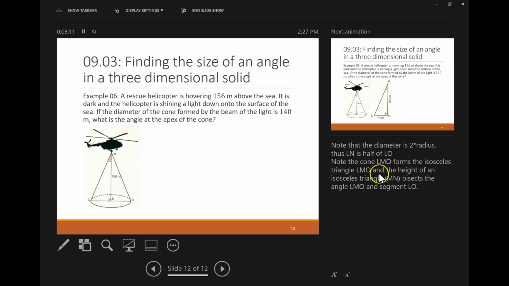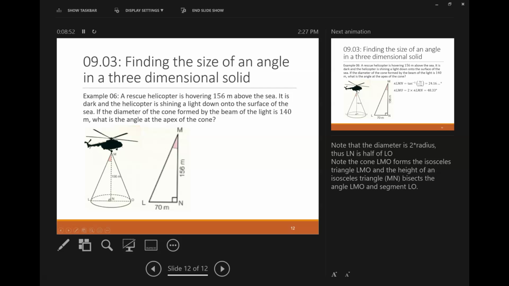So the calculation triangle I used here is LMN. And I'm going to solve for this angle LMN. And then how am I going to find the angle at the apex, which is LMO? I'm going to multiply it by 2. How did I know that MN is an angle bisector? It's an isosceles triangle, right? It's a cone, so the triangle there that we have is an isosceles triangle. Everybody cool with that?